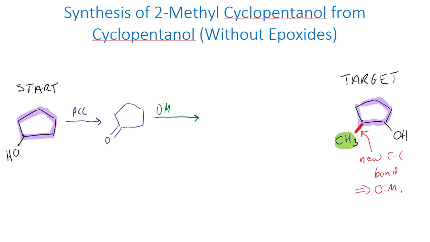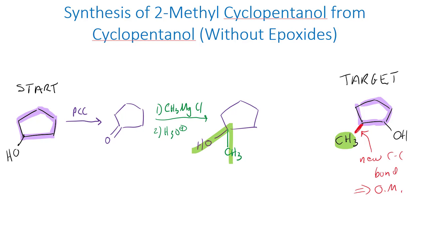We then use our methyl magnesium chloride or our organolithium reagent, followed by H3O+. That would give us the carbon framework that we want, where we have our new carbon-carbon bond and our methyl group on the ring. It's just simply where the alcohol group is, rather than adjacent to the alcohol group.